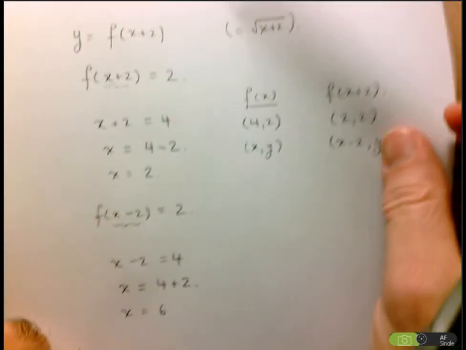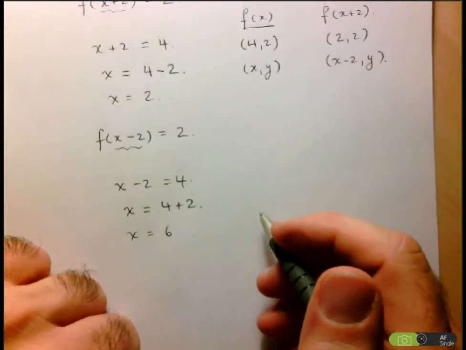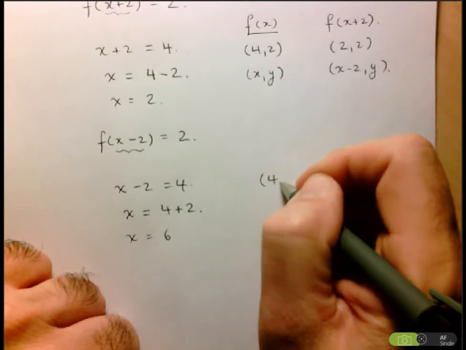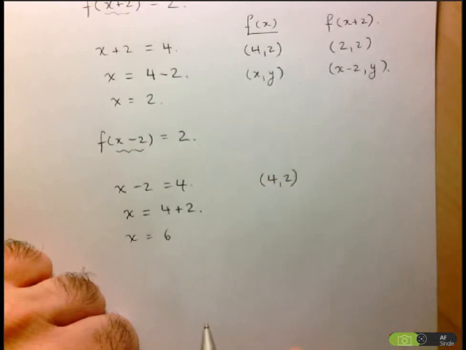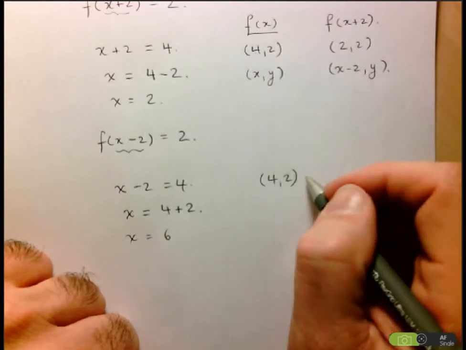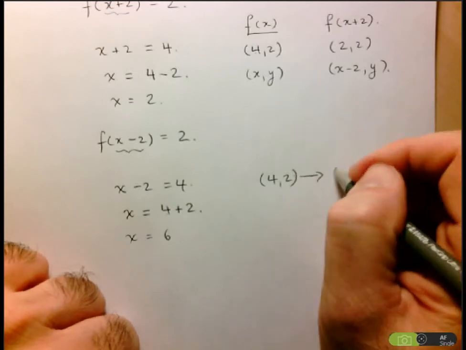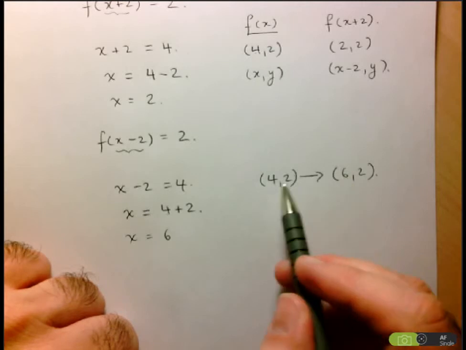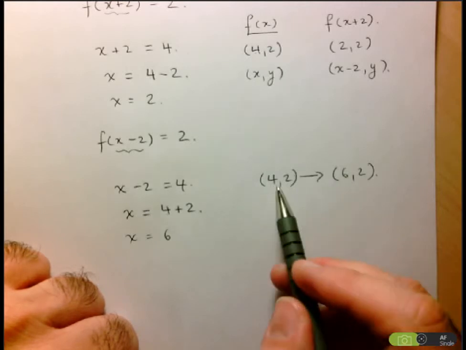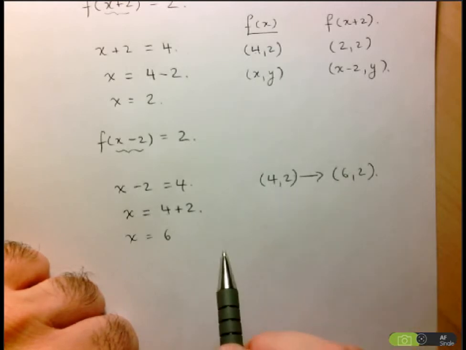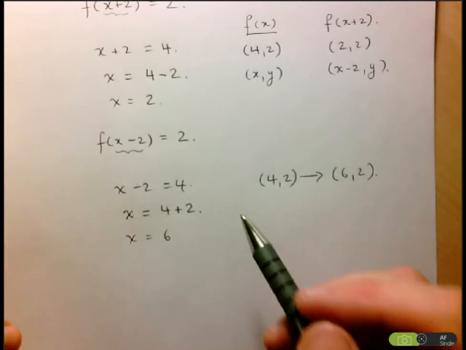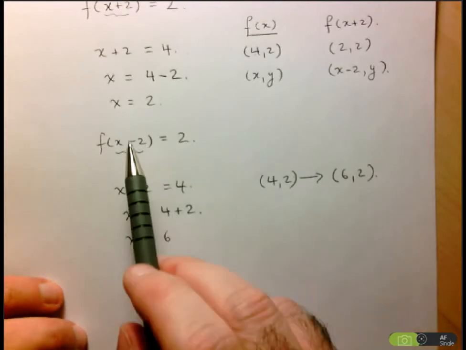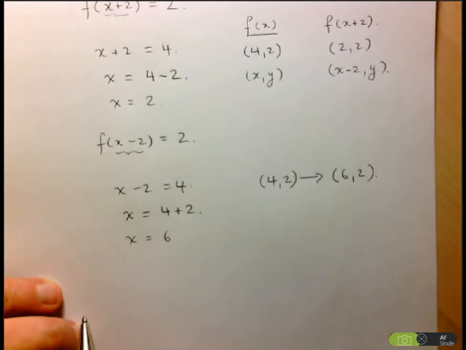And similarly down here, the point (4, 2) on the parent function got transformed to the point (6, 2). So we added 2 to the x component of the original point. So this explains why translations actually work in the opposite direction.